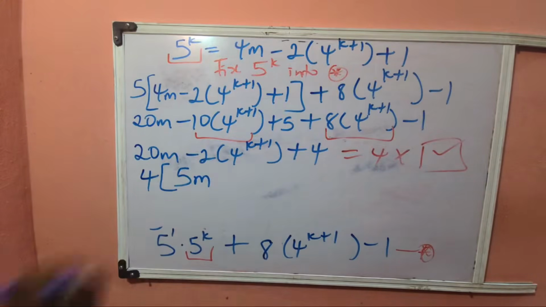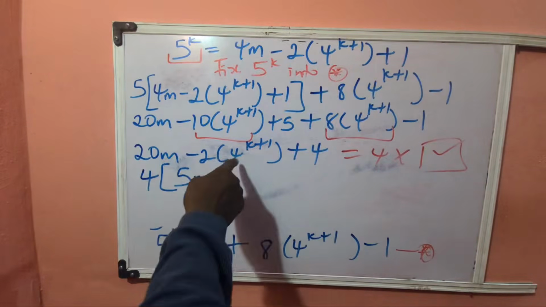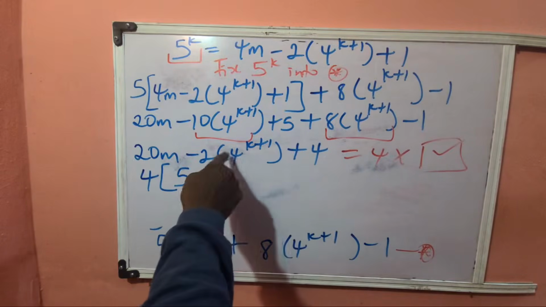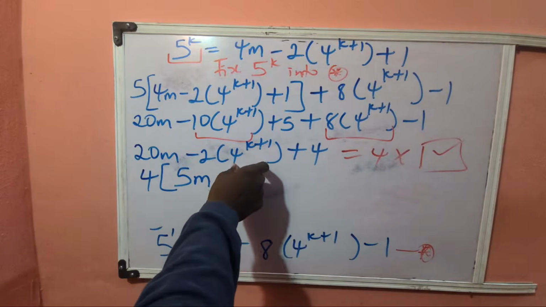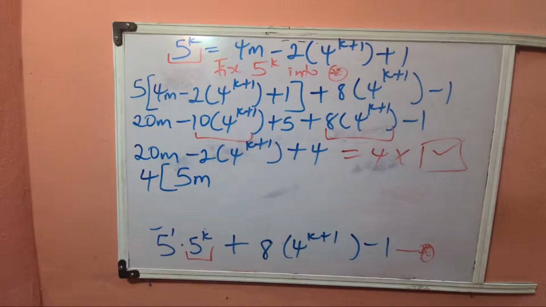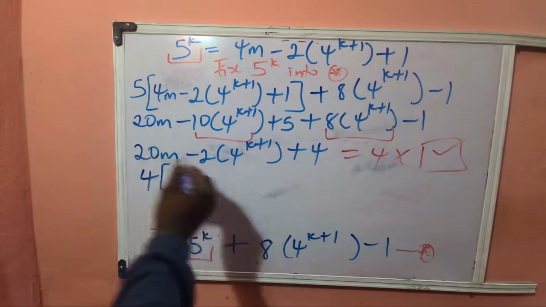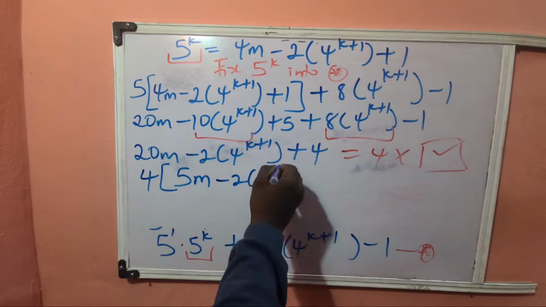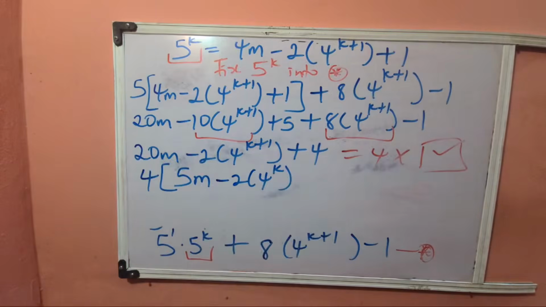Then if you factorize, I'm sure you know that you can factorize 4 out here because this is 4 raised to power 1. If you break this out using the law of indices, it will be 4 raised to power k times 4 raised to power 1. So if I bring out one 4 out, I'll be left with minus 2 times 4 raised to power k. I'm sure you should be able to understand what I just did there.